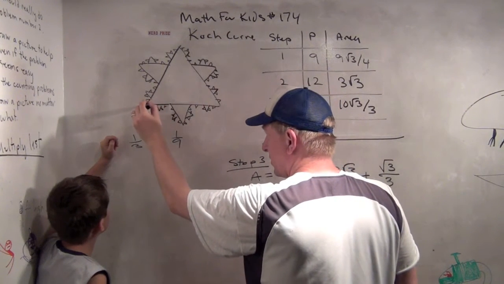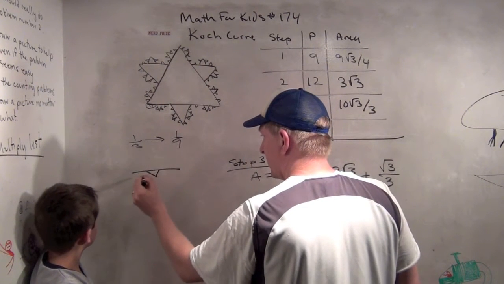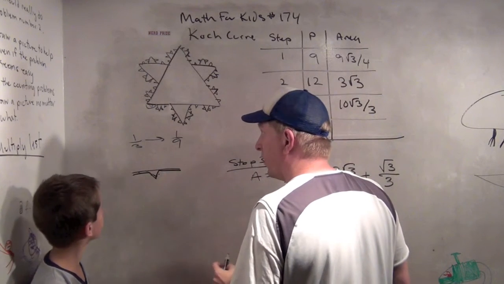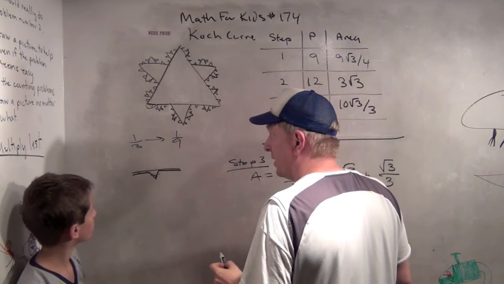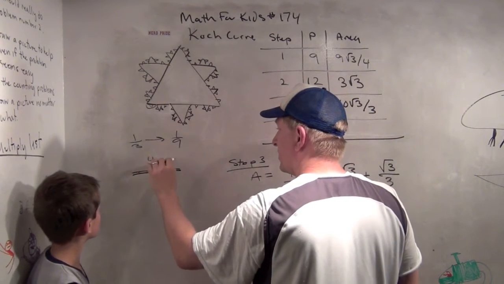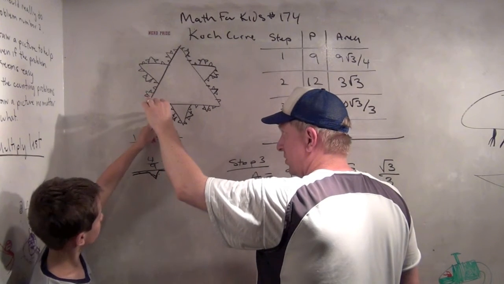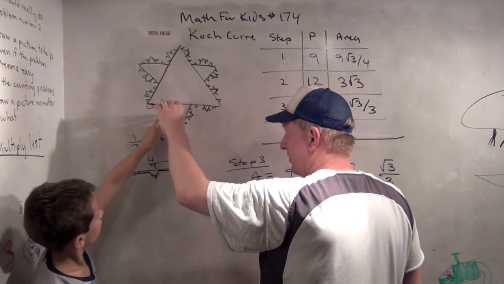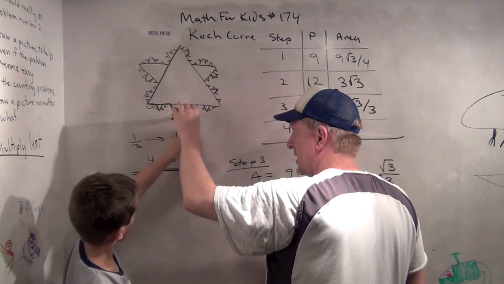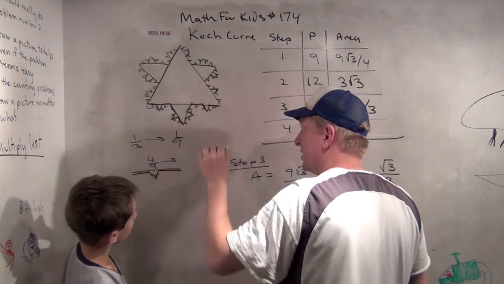If I blow up this little area here, I get a figure that looks like this. And I have 1, 2, 3, 4. Boom, boom, boom, boom. 4 steps, and they're all 1/9 long, right? So that means this step is 4/9 long. Now how many of these sides do we have? 1, 2, 3, 4, 5, 6, 7, 8, 9, 10, 11, 12, 13, 14, 15, 16.